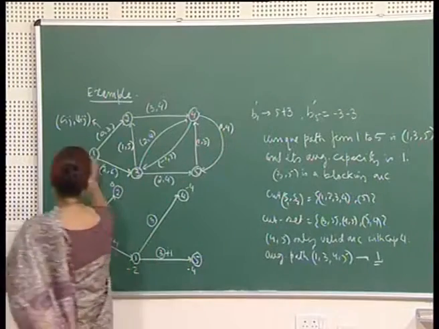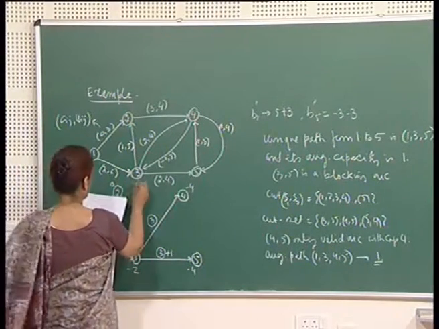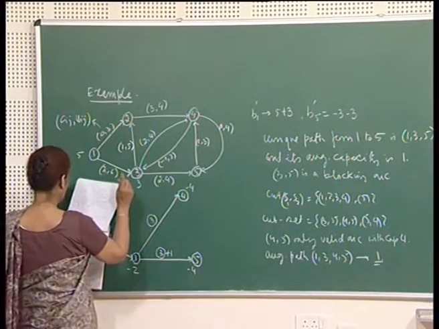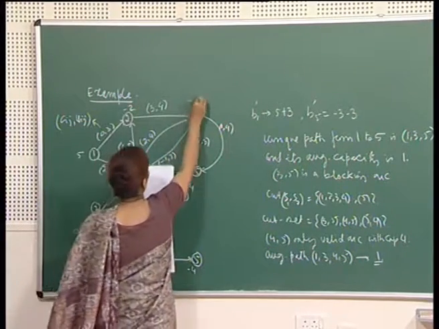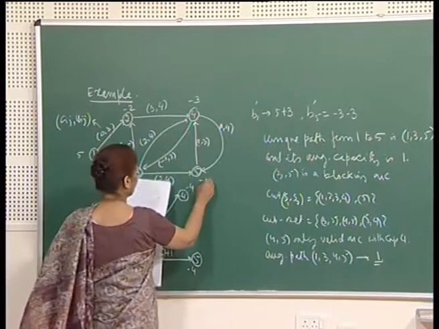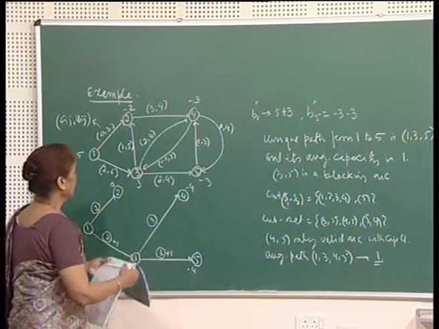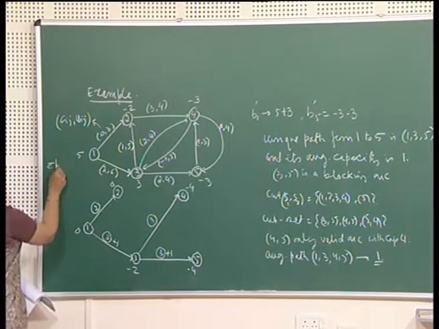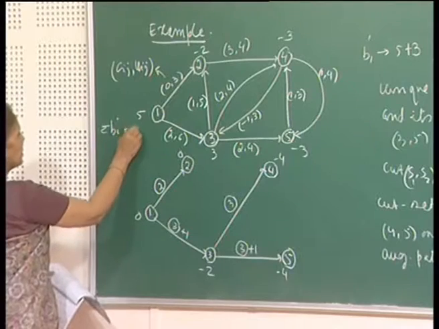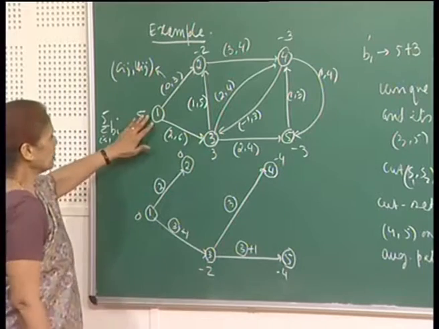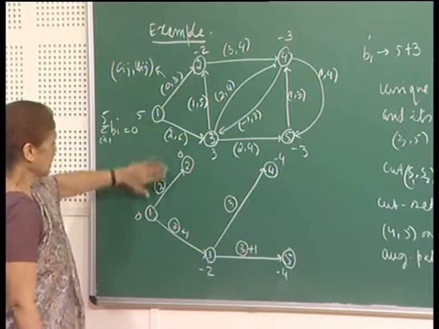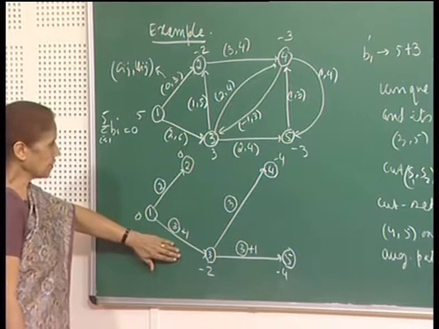This is 5 and this is 3, that means 8 units are available here, and this is -2, -3 and -3. So, the sum of the b_i's adds up to 0, i varying from 1 to 5. So, this is what you have, okay. And this is now the optimal solution.